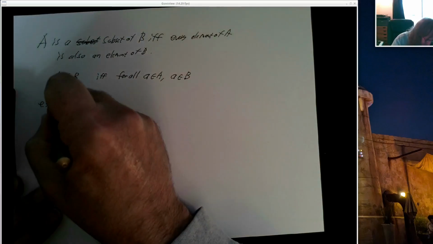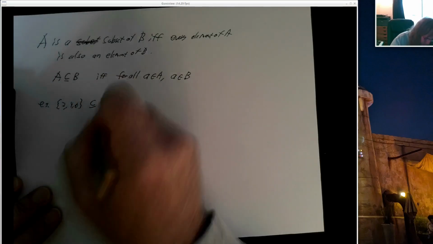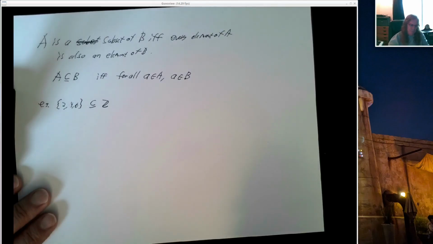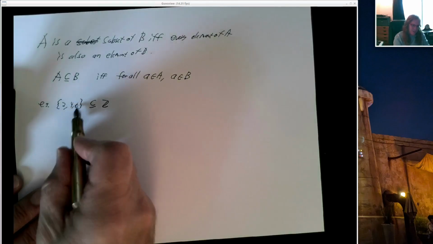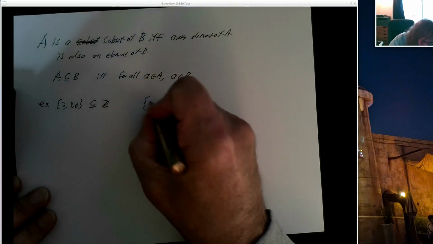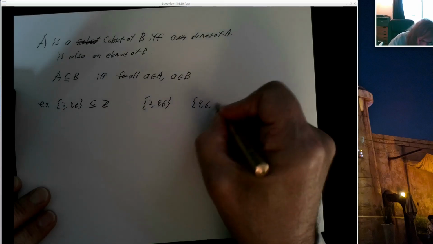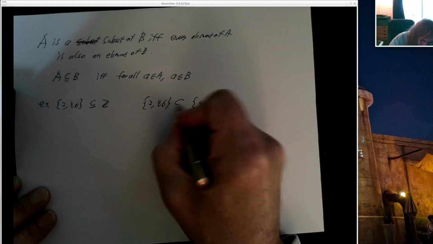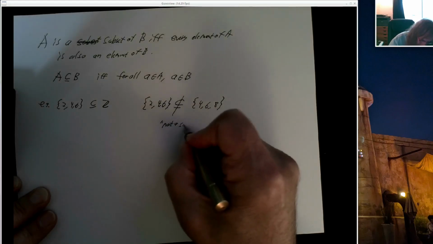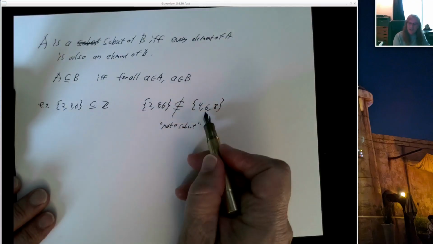So for example, the set containing 2, 4, 6 is a subset of the integers. Because everything in here, 2, 4, and 6, belongs to the set of integers. On the other hand, {2, 4, 6} and {4, 6, 8}, this is not a subset. Why is it not a subset? Because there's a 2 over here that's not over there.